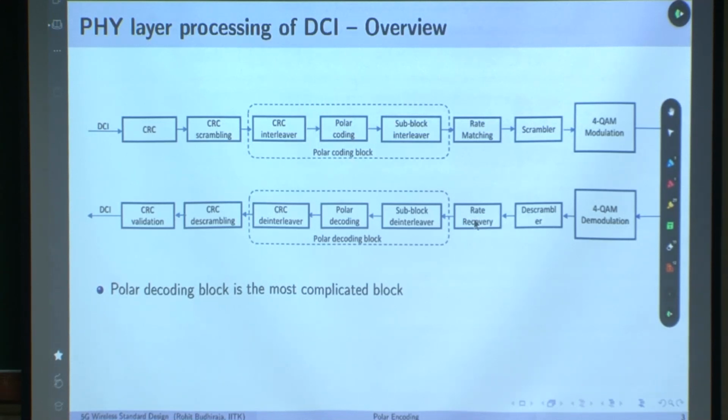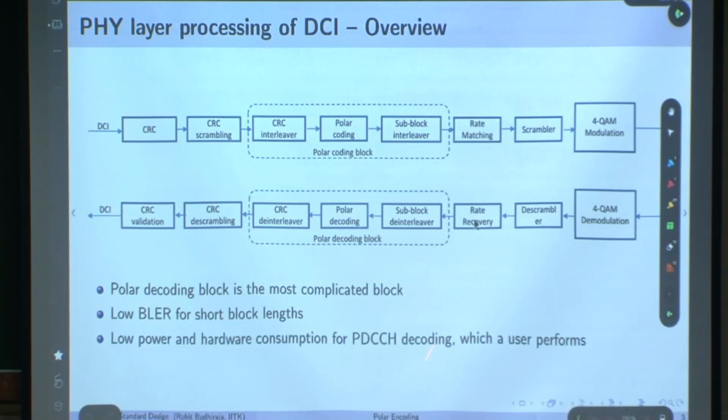So what are the key features? Just to recap, polar coding instead of LDPC coding is used because it can give low BLER at short code block length, and the DCI payload is extremely small when compared with the data payload. These are the key requirements: low power and hardware consumption for PDCCH decoding, which is the blind decoding the user has to perform. As I said earlier, the mobile should not run out of battery. Keeping this in mind, let's try to understand how this polar encoding is designed.